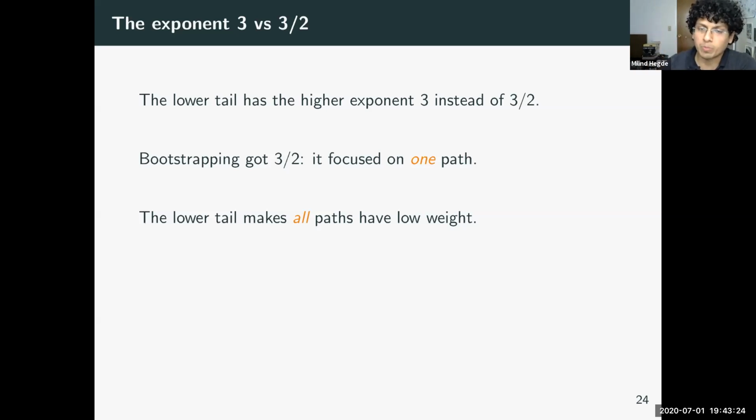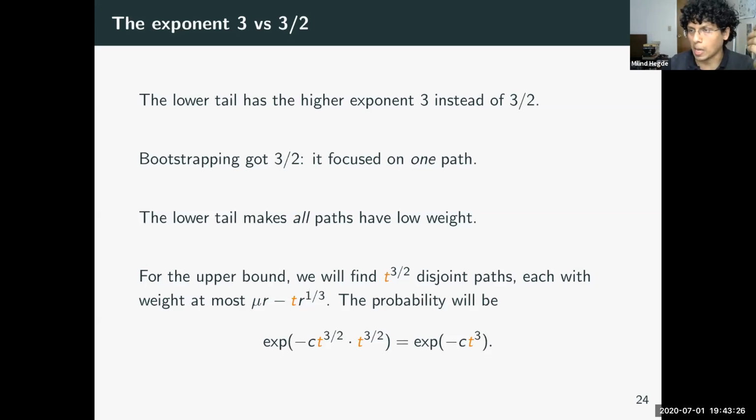So the strategy is going to be, we're going to use that lower tail upper bound of e power minus t power 3 over 2 for a single path. And then we're going to find t power 3 over 2 many paths. And the probability of them all being small is going to be e power minus t power 3 over 2 times the same thing, which is going to be e power minus t cubed. So yes, a single path being small is t power 3 over 2. There are t power 3 over 2 many paths, in disjoint areas, therefore independent, which is what gives you this bound in kind of a rough sense.